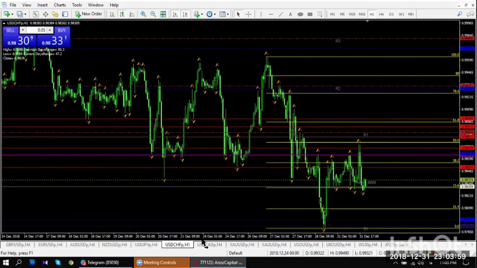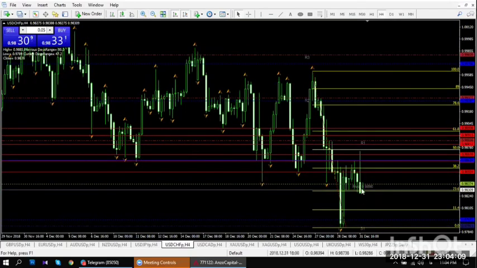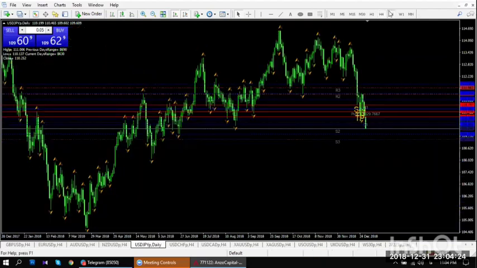dollar franc. When euro dollar is ascending, dollar franc will be descending. You see, we have a very good descending signal here. Or in dollar JPY, they're the opposite of each other because they have the opposite first and second pairs.